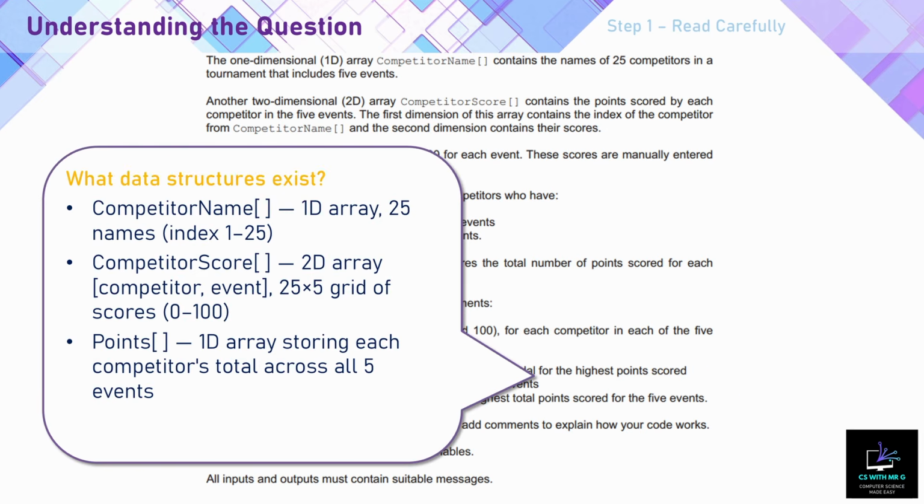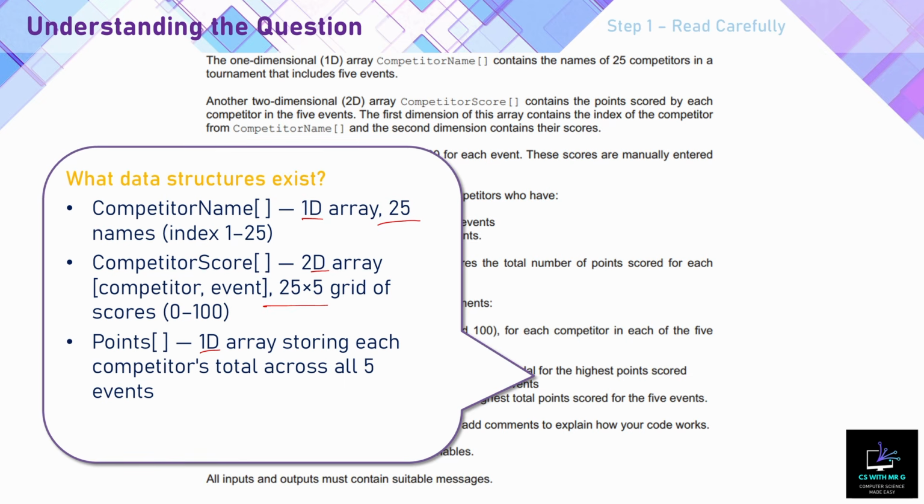So like I mentioned, let's pick out the data structures that exist. We have the competitor name array, the competitor score array, and the points array. We've already mentioned the 1D array, 2D array, and the 1D array. The competitor name is going to be 25 indexes for each competitor. The score is a 25 by 5 grid of the competitor name and their scores. Again, I will show you the table for this to make it easier to understand in a second.